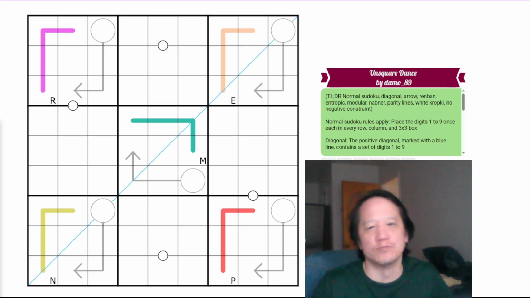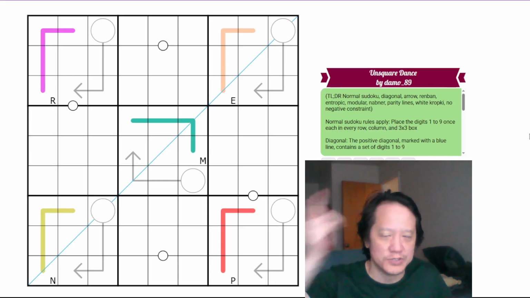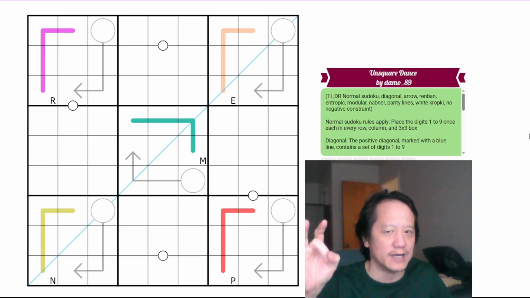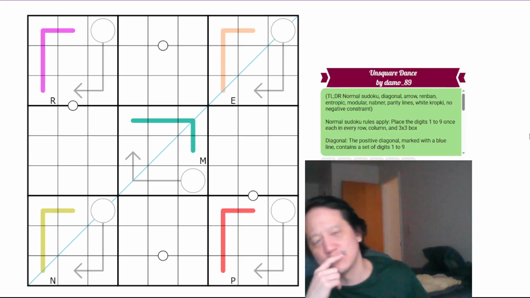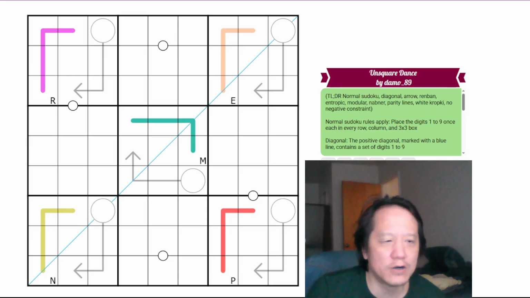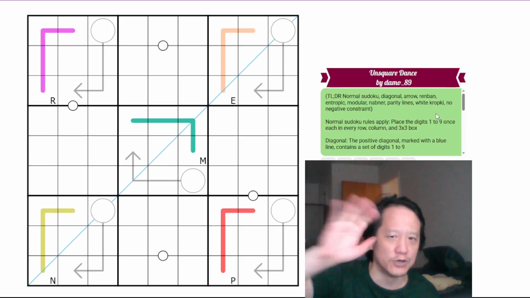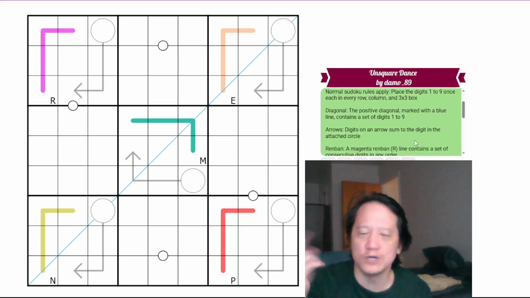Anyway, here are the rules. Too long didn't read, or TLDR, is these. We have normal Sudoku rules, diagonal rules, arrow rules, Renban, entropic, modular, Nabner, parity lines, white crop key dots, and no negative constraint for the white crop key dots. What are all these rules? So if you know all these rules, those are all the rules that are involved. Let's go through each of them for those who don't know what the rules are.